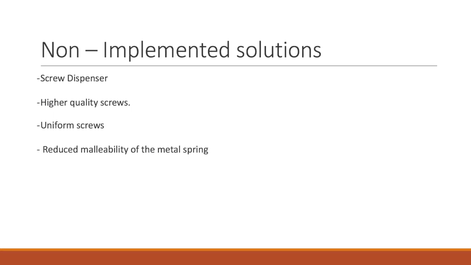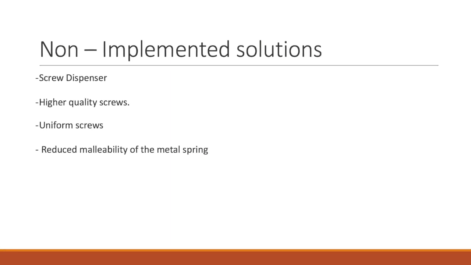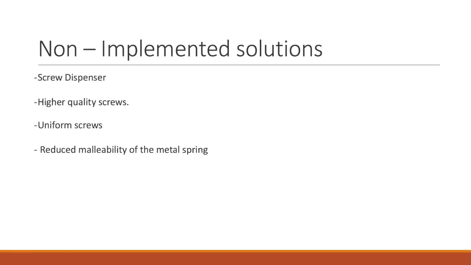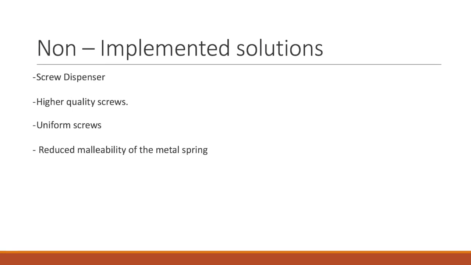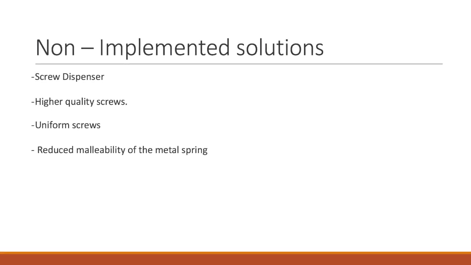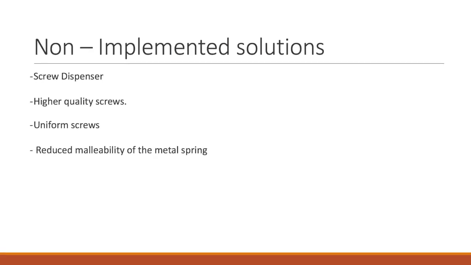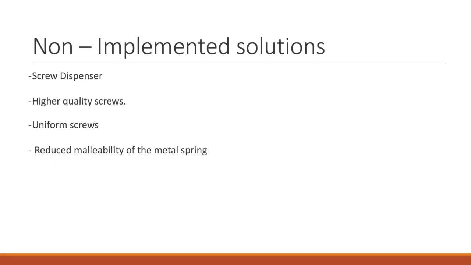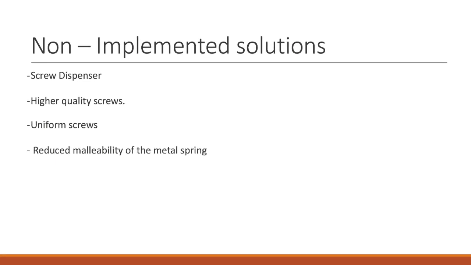The second non-implemented solution was to use higher quality screws that had a harder strength and were also magnetic, allowing the worker to use his tool to pick up the small screw instead of his hands, reducing placement error and increasing ease of handling as well as wear and tear on the screws.